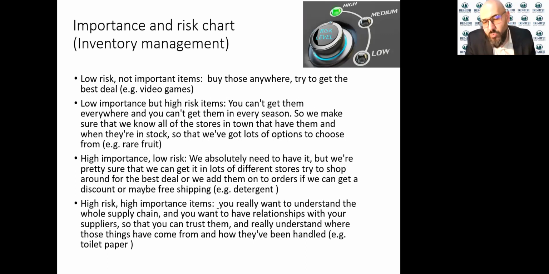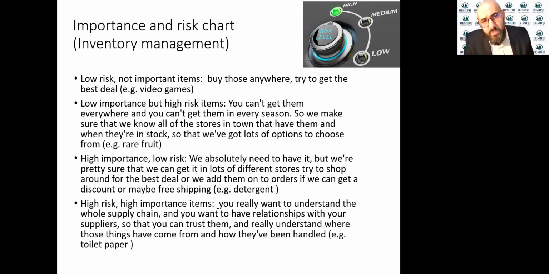All right, going back to the importance and risk chart, where we have low risk, not important items. What we need to do is buy these anywhere, so we can get the best deal. These usually are not important and not risky. And I provided video games as an example for you. That could be not the case for one of you here. Maybe you value the video game more than food. So it really depends on your needs. But I'm going to give you these examples, hopefully they will help you understand how to select a product.